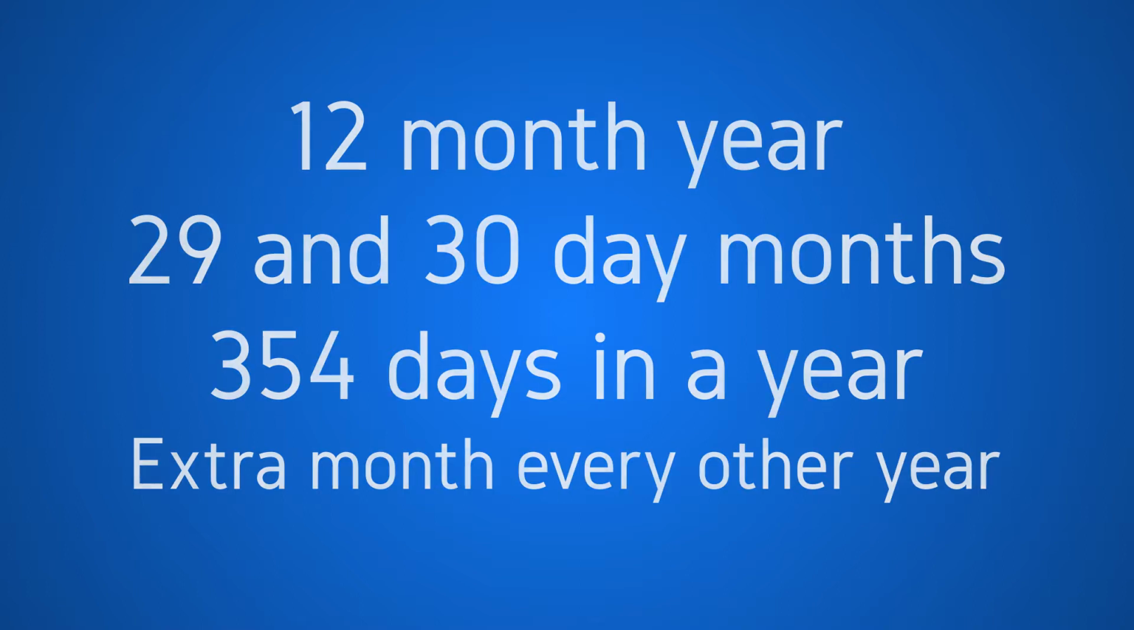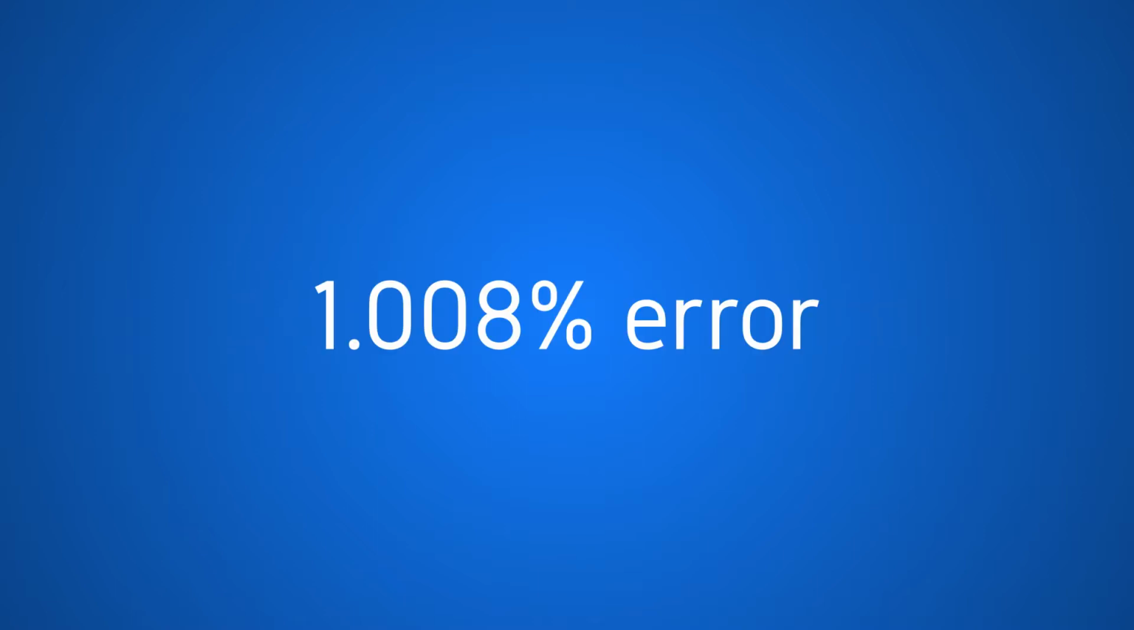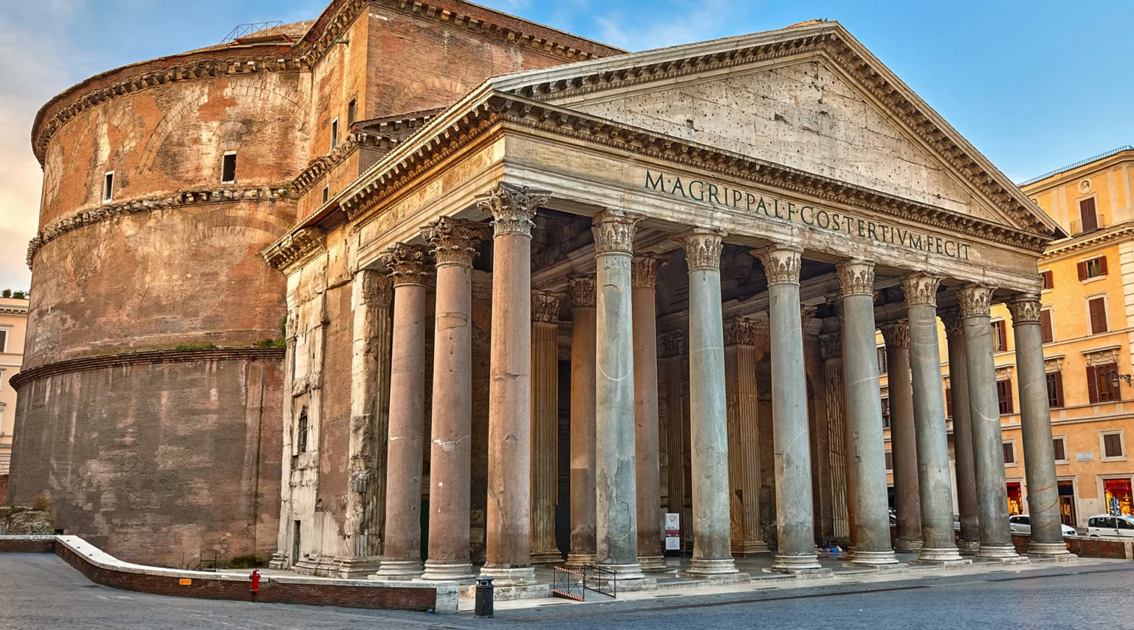How accurate was their calendar? We won't bother you with the math. Every 10,000 years, they had 32,570 days extra. Sounds bad, but it isn't. That's only a 1.008% error. Not terrible, but it's worse than the Persians. Maybe Romans did a better job.